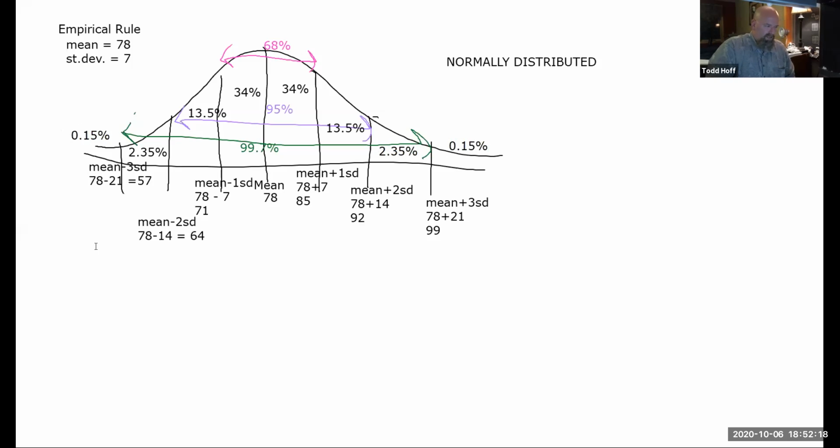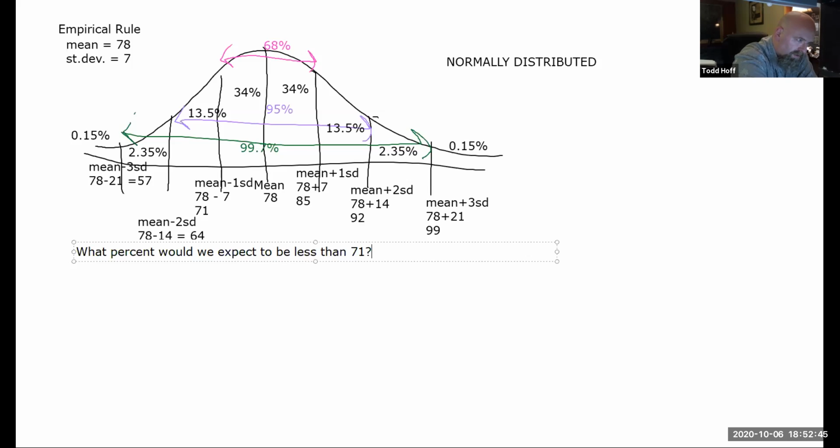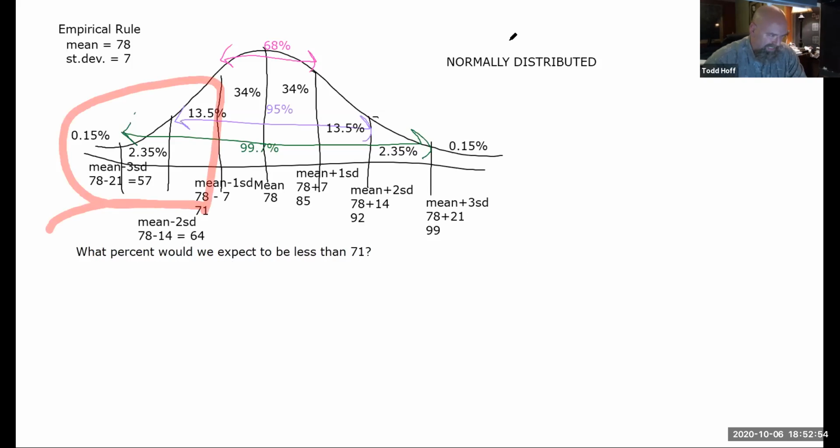So what is this good for? Well, those percents are always the same. The numbers change depending on the mean and standard deviation for our data set, but those percents are always the same. So if I ask what percent would we expect to be less than 71? Well, here is 71, less than would be here. If I add those all up, those percents, I get 16%. So my answer there would be 16%. I would expect to be less than 71.